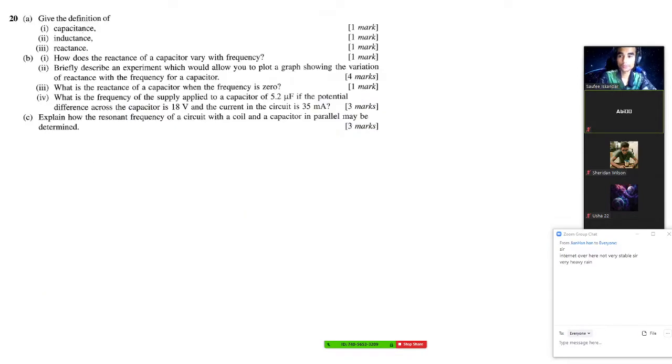Okay, next slide, give a definition of capacitance, inductance, and reactance. You can get this one from your book. Okay, 20A1, capacitance. Abi, what is the capacitance? What does it mean by capacitance?